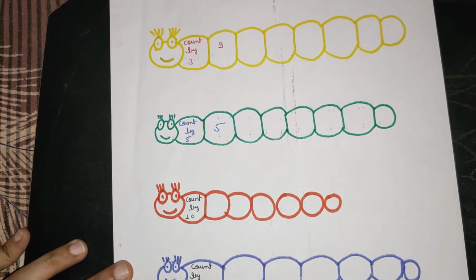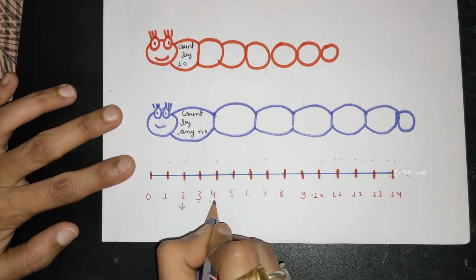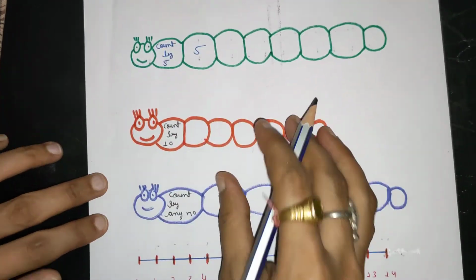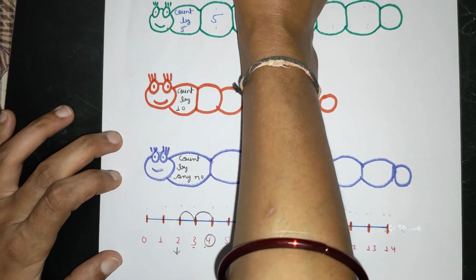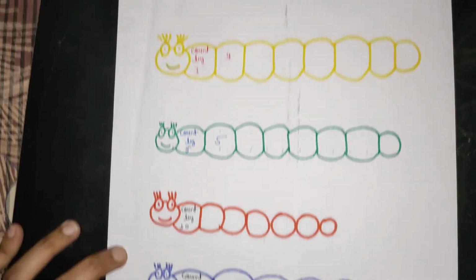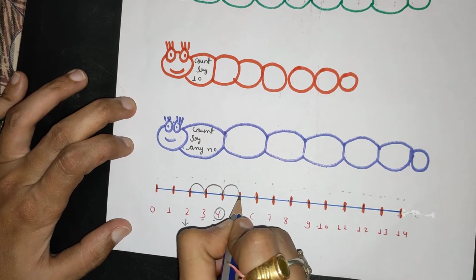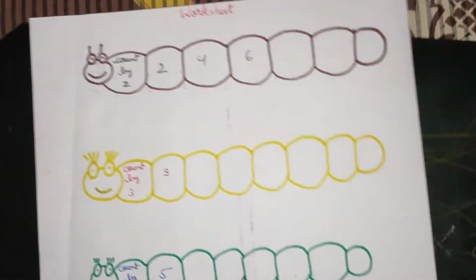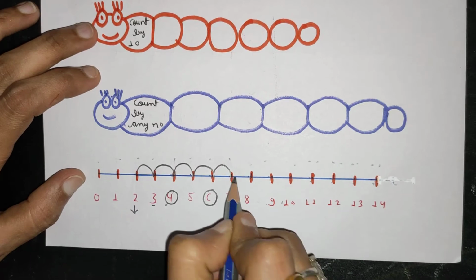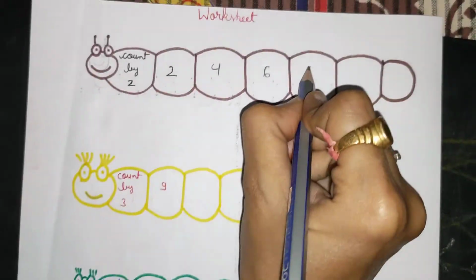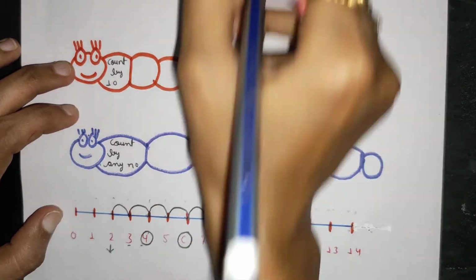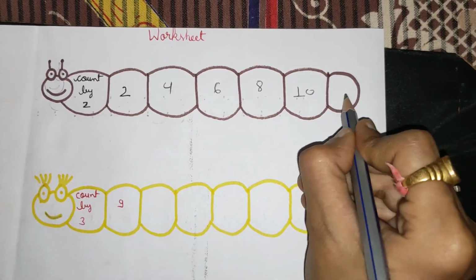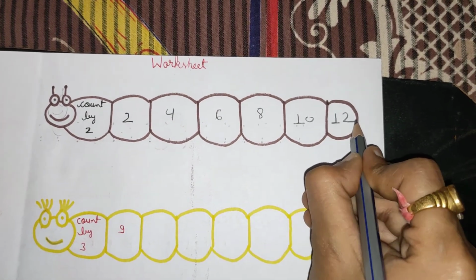So after 2, first and second. So what will be the next number? 4. What will be here? 4. Now again, what is the next number? 6. So the answer will be 6. Here again you have to skip 2 numbers. What is the answer? 8. Like that you have to solve the questions. What is the answer if I am skipping? And because that is the ending point, so till here only you have to solve this.